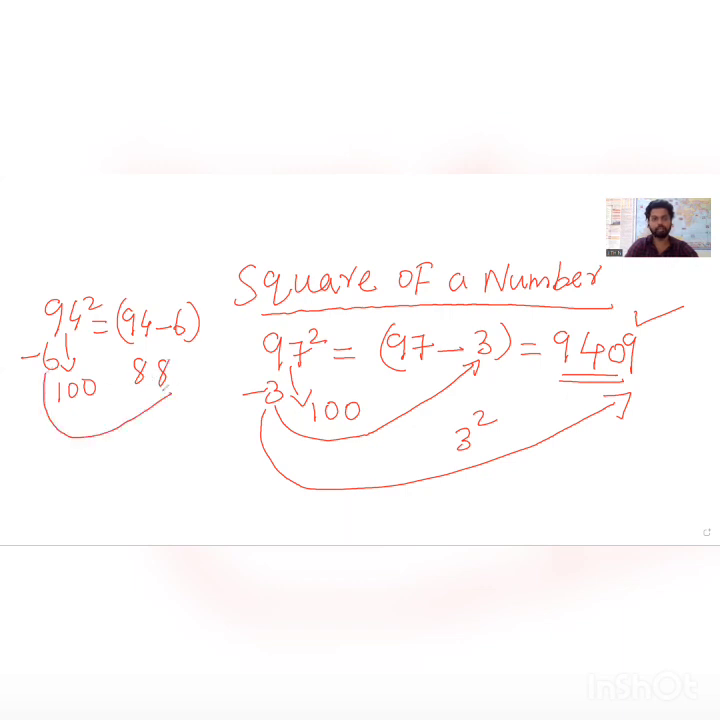Then the next 2 digits are the difference square. Here difference is 6. 6 square is 36. So our answer is 8836. 94 square is 8836. Easy, right?